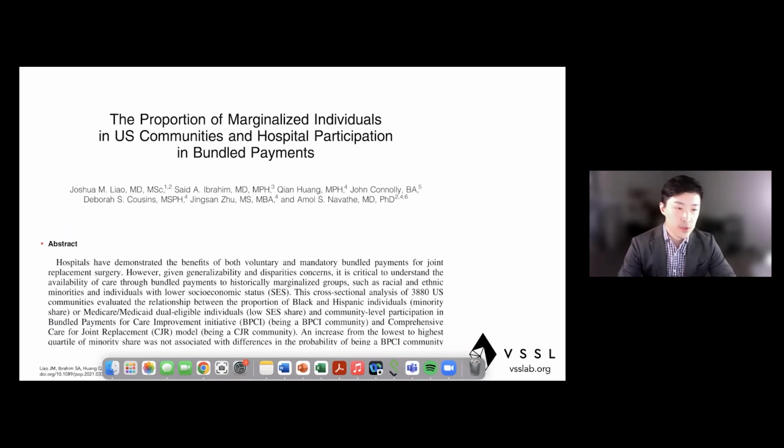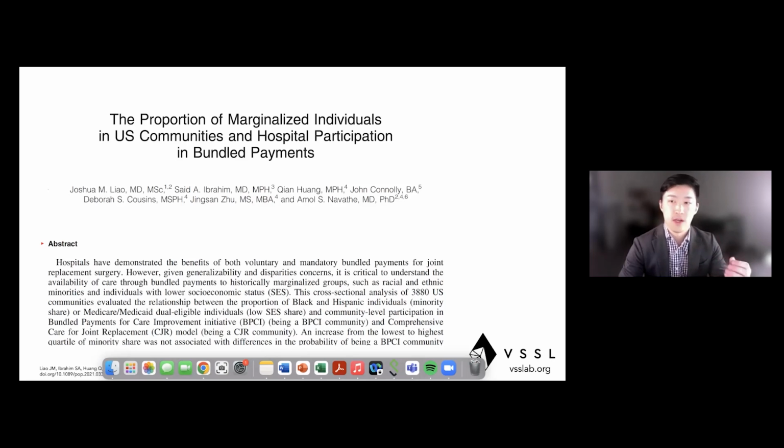Another analysis that was recently published by colleagues and myself looked at this question, comparing a few differences to what you just saw. One is that it looked at not just the mandatory CJR program, but a large voluntary bundle payment program called BPCI. And in addition to socioeconomic measures, it also looked at race and ethnicity, looking at Black and Hispanic individuals as well.